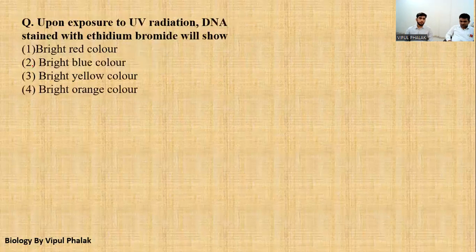Next question. Upon exposure to UV radiations, DNA stained with ethidium bromide will show. So this is a straightforward question from biotechnology. You have to remember that upon exposure to UV radiations, ethidium bromide will show bright orange color. So bright orange color is given in the fourth option. Therefore, the fourth is the correct answer.